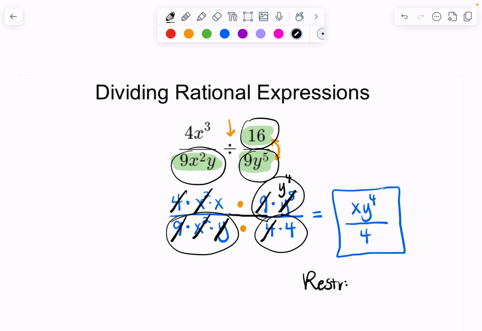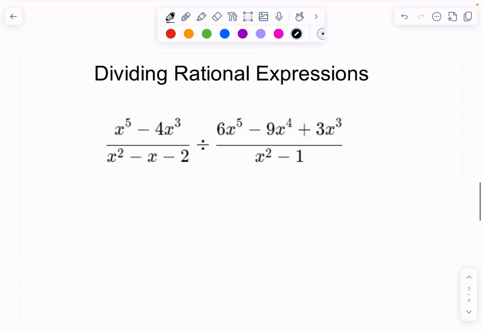It looks like the only variables that we have are x's and y's. So you're going to say x cannot take on the value of 0 as well as y cannot equal a 0 for those restrictions. So the tricky part on the division ones, on the dividing problems, is that you've got a lot of places that could give you potential restrictions.